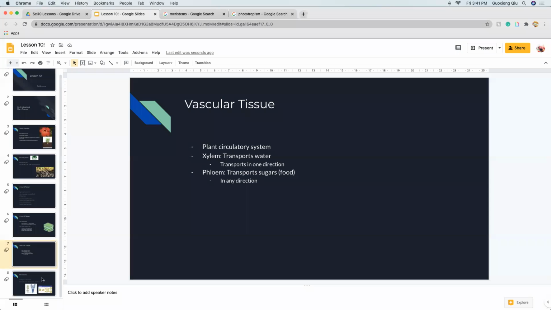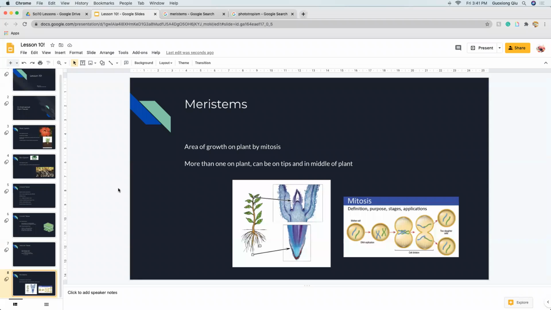Next up, we have meristems. This is an area of growth on the plant. It's just the area on the plant that grows. I reworded the same thing. I said the same thing twice. Yeah, by mitosis. So there's more than one meristem on the plant. You can find them on the tip of the plant or in the middle of the plant, or even on the roots.